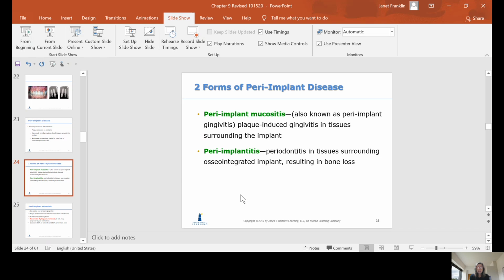Peri-implant mucositis, muco being mucosa, affects the gingival tissues surrounding the implant. It's similar to peri-implant gingivitis, or what gingivitis on a natural tooth would be. It affects the surrounding tissues, or mucosa. Peri-implantitis affects the bone.